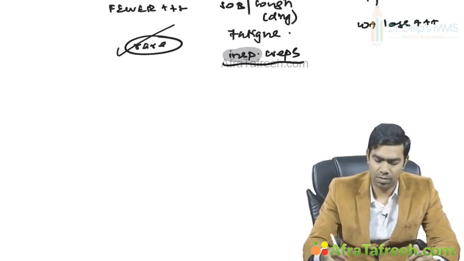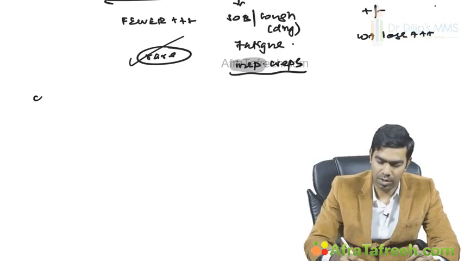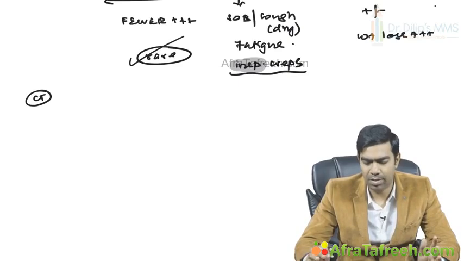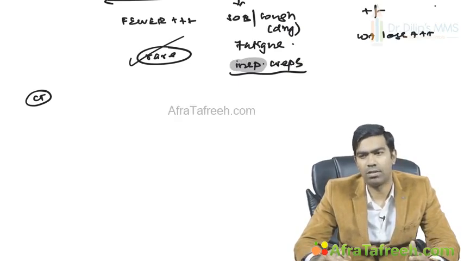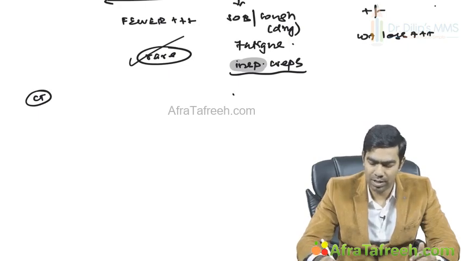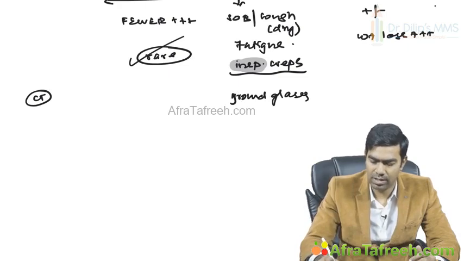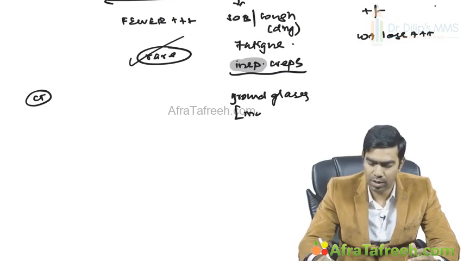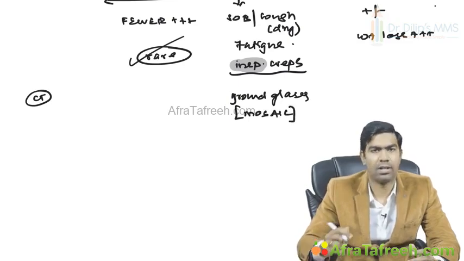So now we are going to see the CT appearances. What are going to be the CT appearances in these patients? Again, CT appearances are going to be classical for both. You are going to see a lot of ground glass areas. Because these ground glass areas may be so haphazard, it might also look like a mosaic pattern.